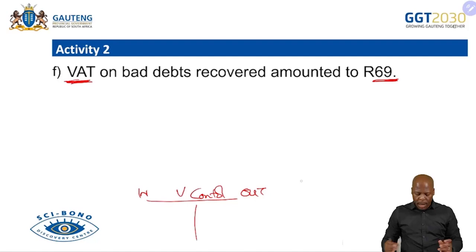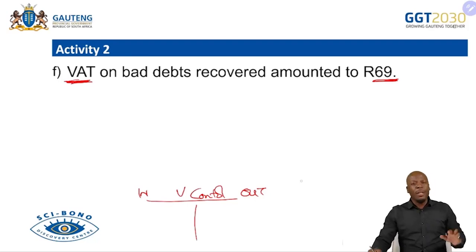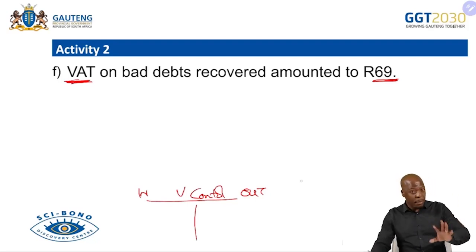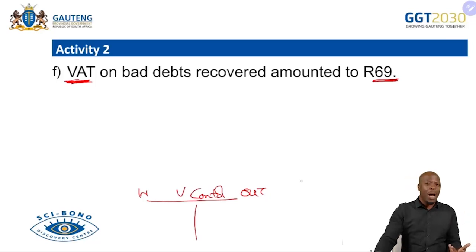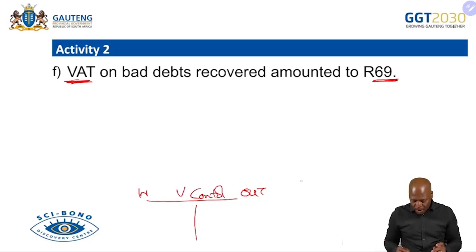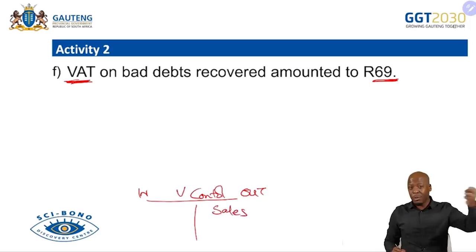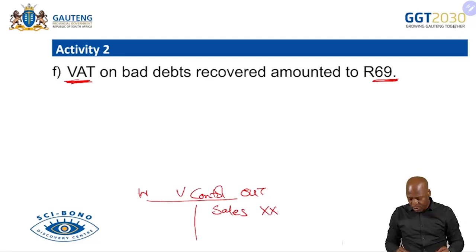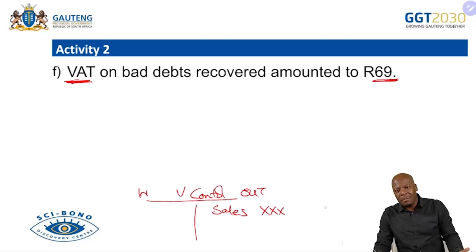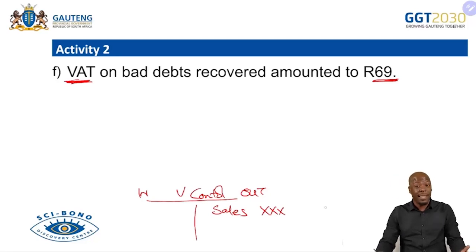Okay? Now, bad debts recovered. I want to start right from the beginning. How does bad debts come about? The first thing that has to happen is sales. So what's going to happen? I'm going to come in, I'm going to record my sales here. Sales, goods going out. Then I have my sales here. Okay? And then something happens. Maybe the debtor became insolvent and they could not pay their account. Therefore, I had bad debts then.